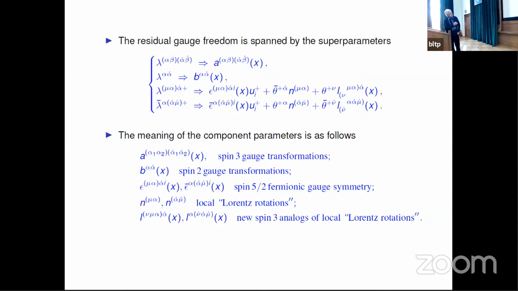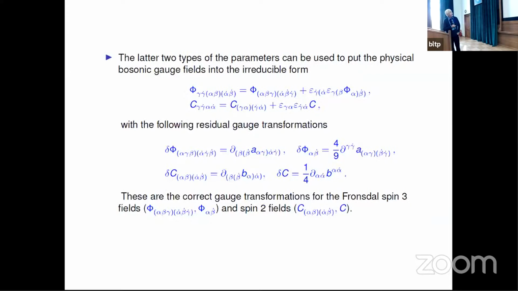And also you have a local 5/2 fermionic gauge symmetry and local Lorentz rotation, but also some additional analogs of Lorentz rotations containing the following set of indices given here. Using this freedom, you can go to the gauge where phi contains only the pure spin 3 gauge part and some trace, just a vector field. For C, of course, you have the irreducible content corresponding to the spin 2 field under these gauge transformations: the spin 3 gauge transformations and the spin 2 gauge transformations.